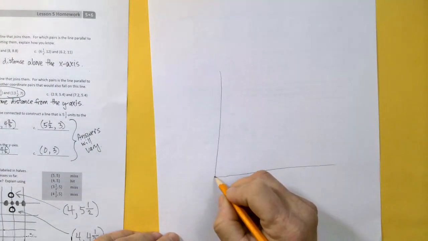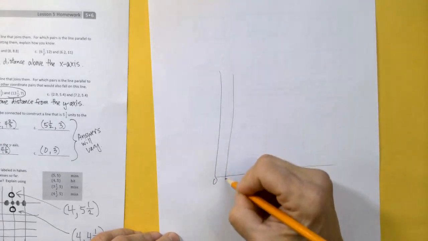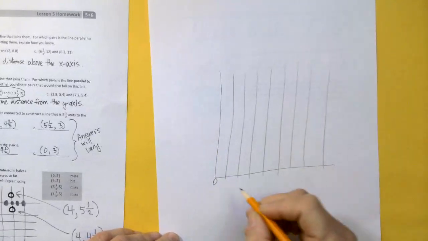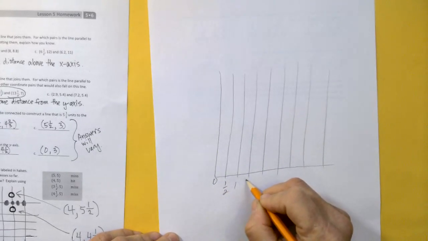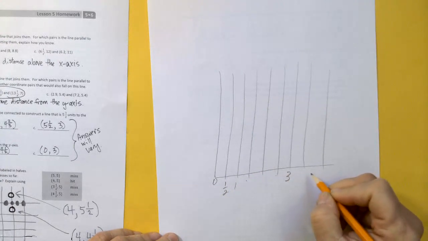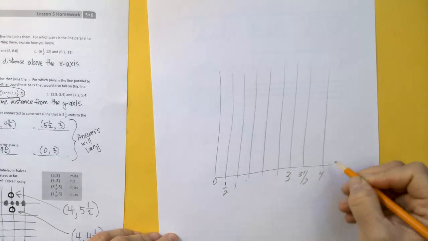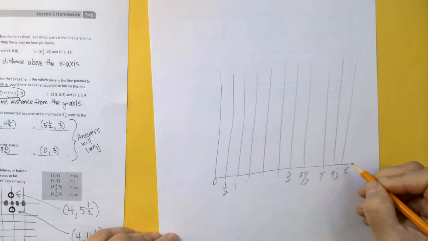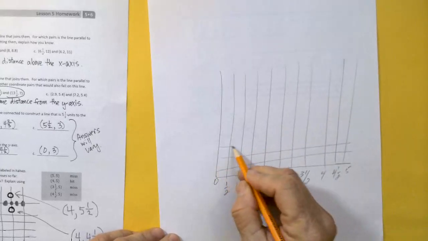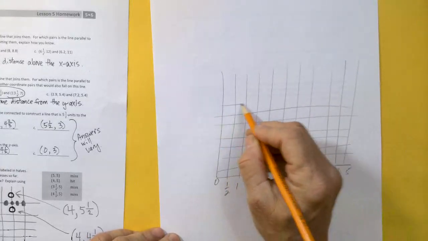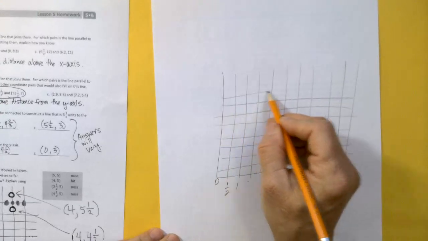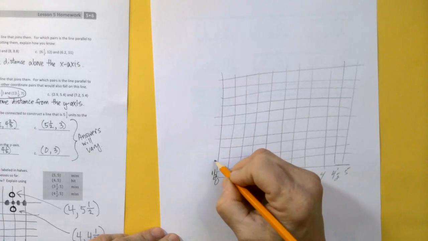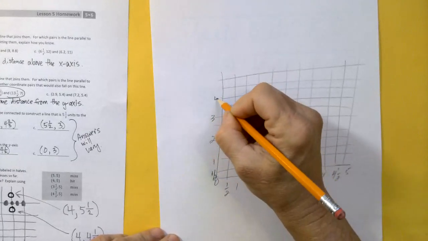I'm going to label it properly because I tried to do it quickly. 0, that's what you get when you do it quickly. So this is a half, 1, 1.5, 2, 2.5, 3, 3.5, 4, 4.5, 5. That's a half. 1, 2, 3, 4, 5.